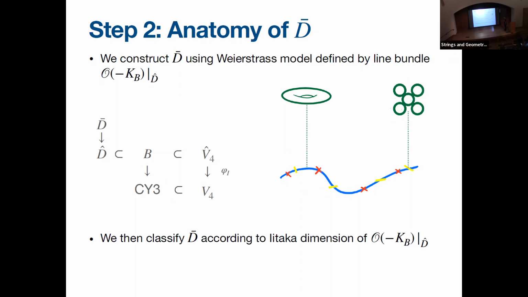But suffice it to say that if we understand the Iitaka dimension of this line bundle restricted to my prime toric divisor inside of the Calabi-Yau 3 orientifold, this gives enough information to map out the different possibilities for what sorts of vertical divisors we'll find.